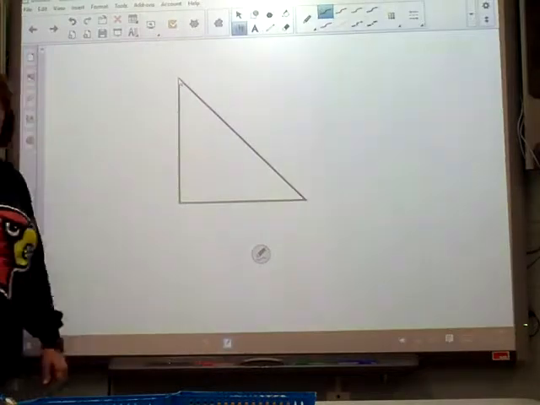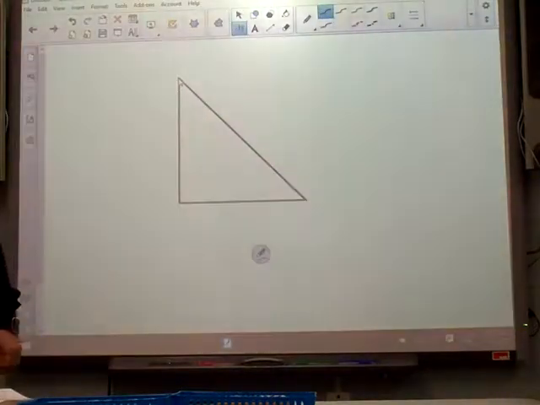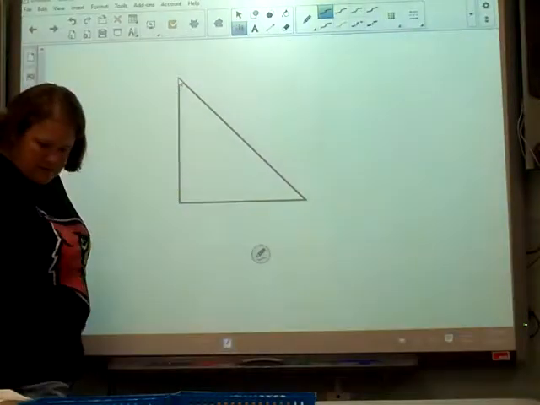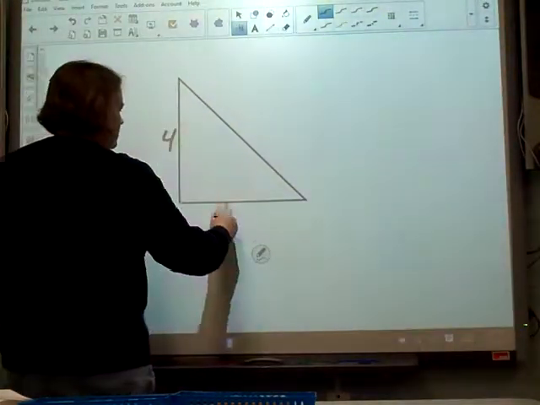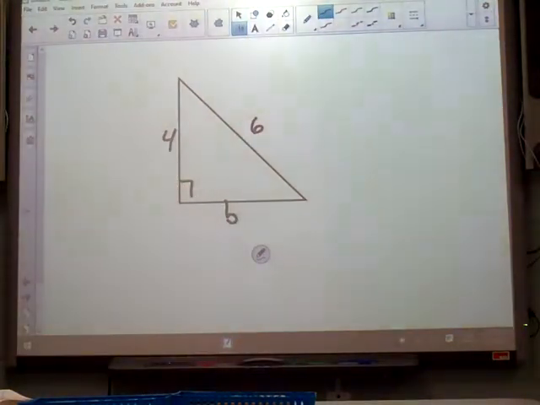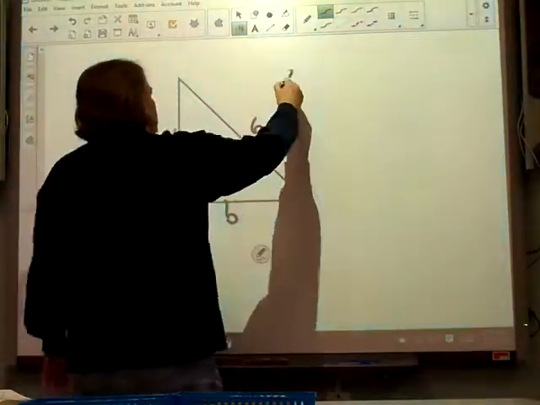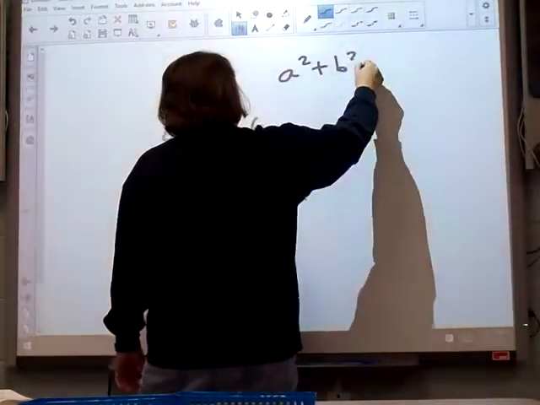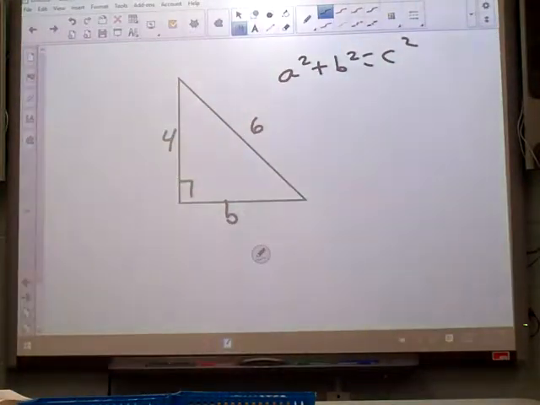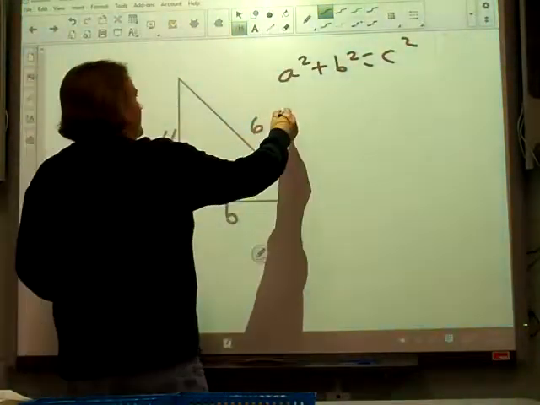So we had a triangle here that has, we'll say this is 4, this is B, and this is 6. Directions say to find the missing side. Remember our Pythagorean Theorem. Y'all are good at that. A squared plus B squared equals C squared. What is our A in this problem? 4, very good.